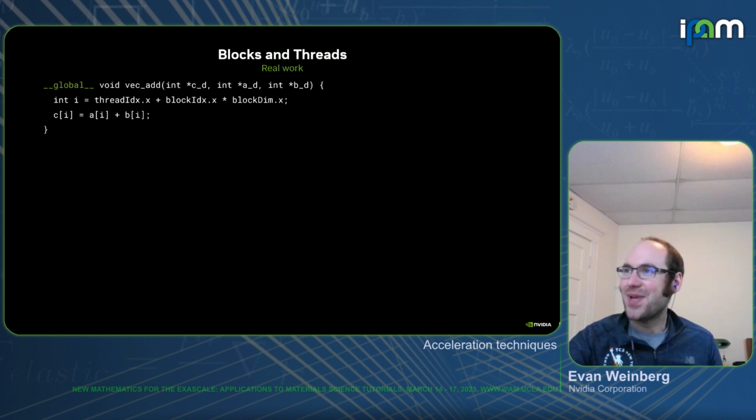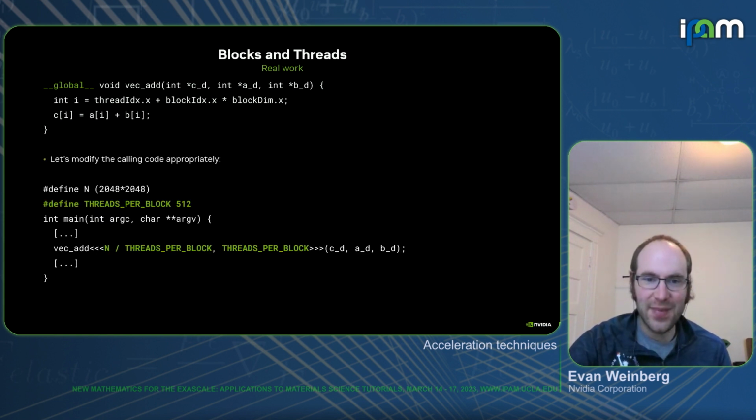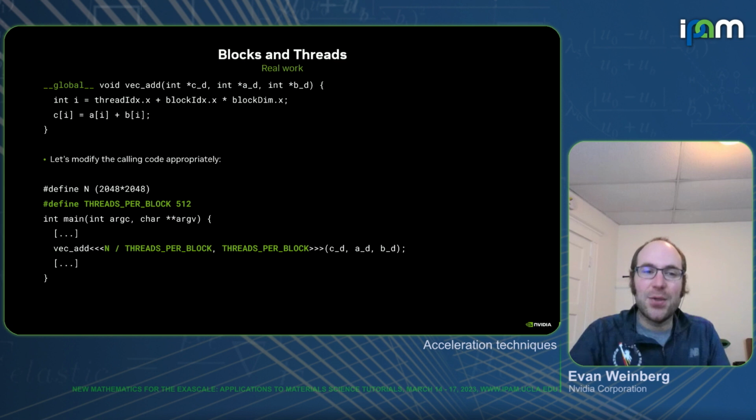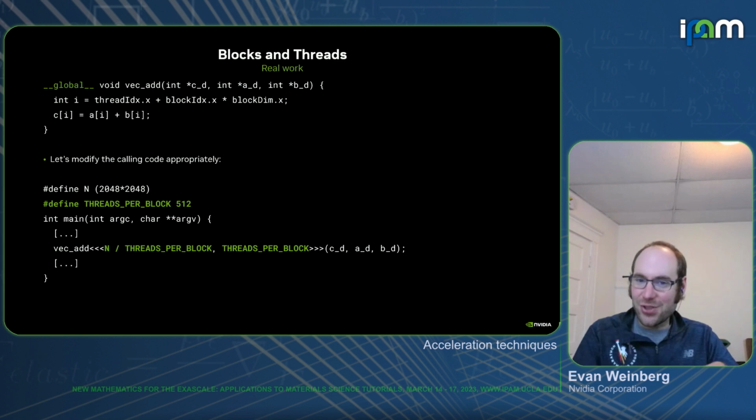So cool. We can actually do this. We can write our function. We can get our index i as a function of the thread index, the block index, and the block size. So maybe we can do real work now. We can modify our code, put in a number of threads per block, and then modify this triple chevron structure, this vector add, to launch n divided by the number of threads in a block blocks with 512 threads each. And cool, we're doing work.